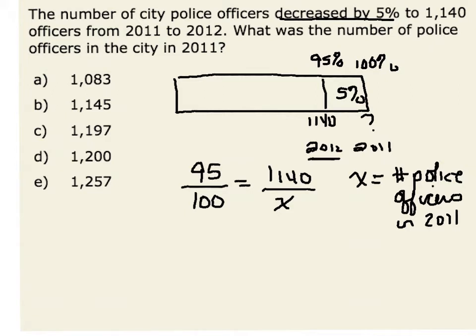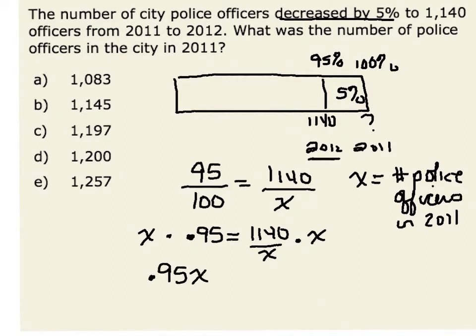One way that I can solve this problem is I can recognize that 95 divided by 100 is that decimal 0.95. That's still equal to 1,140 divided by x, or the number of police officers in 2011. Multiplying both sides by x, we get this equation, 0.95x is equal to 1,140.